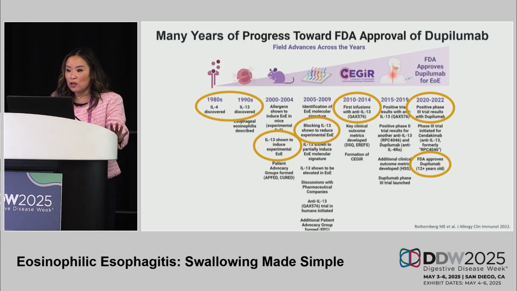As you can see, it's been a long road of research to the approval of dupilumab. IL-4 and IL-13 were first described in the 1980s and 1990s. And then in the early 2000s, we first understood that IL-13 played a role in the pathogenesis of EOE. All of this work culminated in large multi-center trials for dupilumab, which was approved for the ages of 12 and up in May of 2022, and the approval of dupilumab down to the age of 1 just in January of 2024.